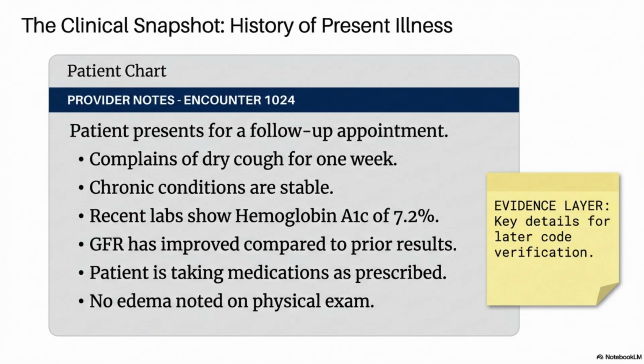In this slide, we begin with the patient's presenting concerns. The provider notes document a follow-up visit where the patient reports a dry cough for 1 week. Chronic conditions are stable, the A1C is 7.2%, GFR has improved, medications are being taken as prescribed, and no edema is present. This information becomes part of our evidence layer, the foundation for validating every diagnosis code.